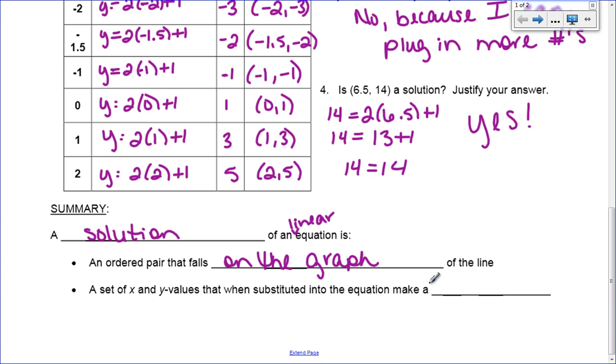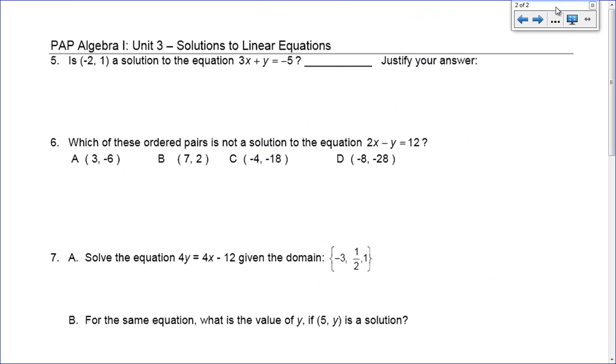And it is a set of x and y values that when you substitute into the equation, they make a true statement. So both of those things have to happen, but if one happens, the other will happen, so they go hand in hand. So that is the solution to a linear equation. So let's practice a few more.